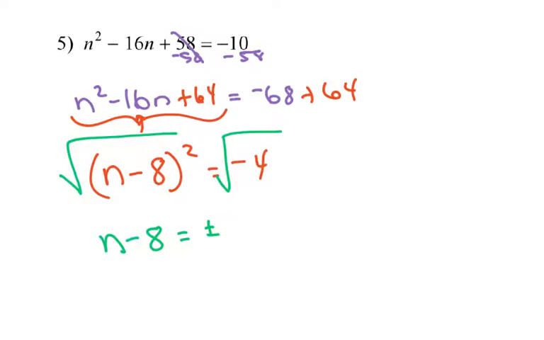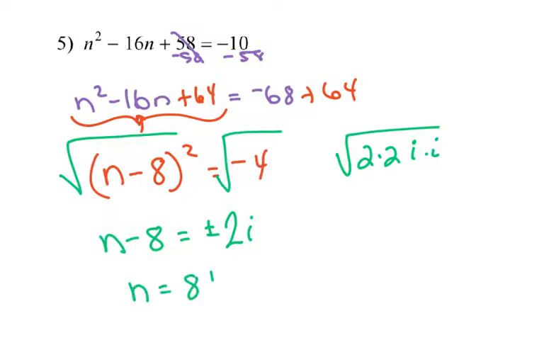So remember we learned about imaginary numbers, and that's going to be the square root of 4, which is 2 times 2, and then negative 1, which is i times i. So the square root of that is 2i. And so you're going to solve for n by saying n is equal to 8 plus or minus 2i. And those are your answers. They're imaginary solutions, or complex solutions.